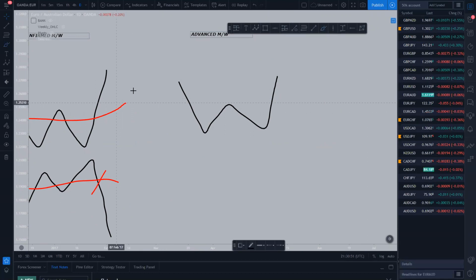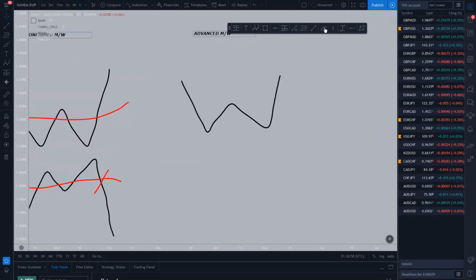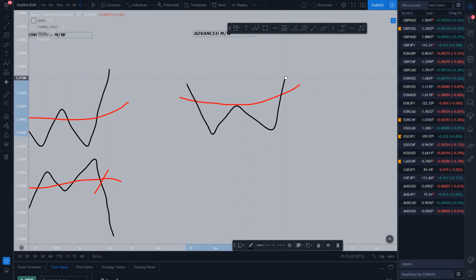However, it doesn't cross. So it comes down, it doesn't cross the 13. It interacts with the 13. It doesn't cross it, it just interacts with it.